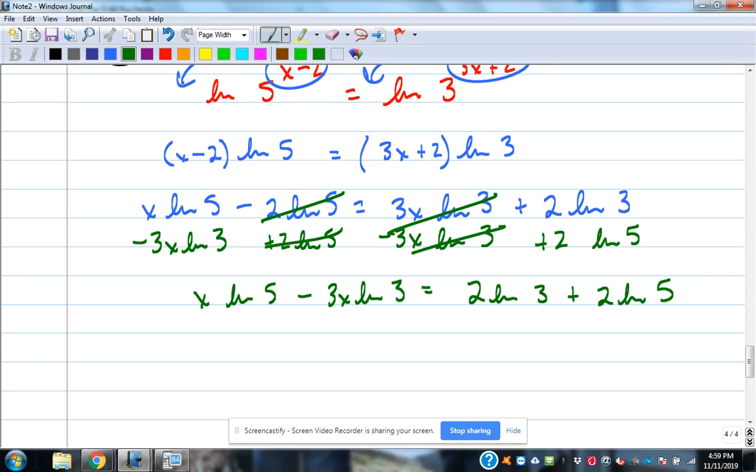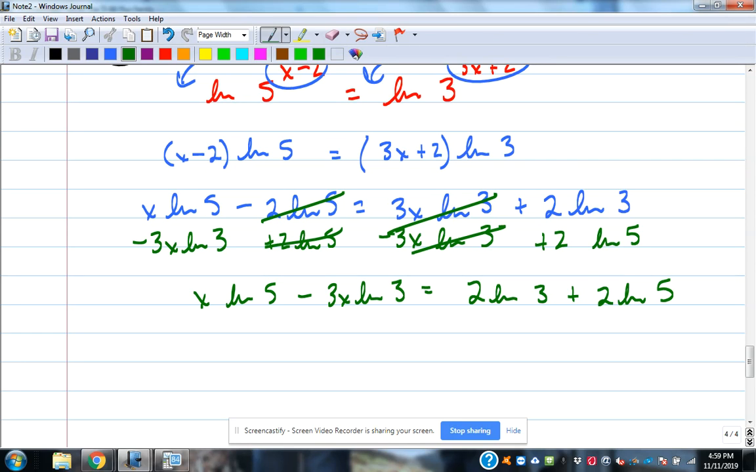And again, it really doesn't matter what order. If you have the 3x natural log of 3 minus x natural log of 5, and then on the other side you got negative 2 natural log of 5 minus 2 natural log of 3, it's the same. It'll end up being the same at the end, all right?